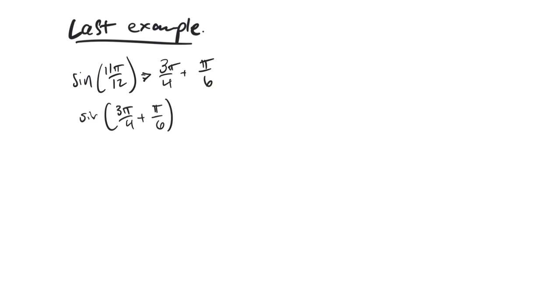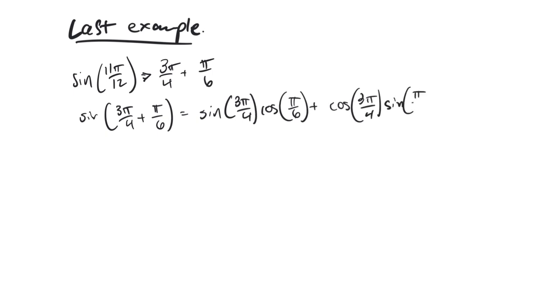Okay, and that I'm going to rewrite using my sum identity for the sine. So sine of the first angle times cosine of the second plus cosine of the first angle, remember we're going to mix it up, times sine of the second. Now the only thing that gets mixed up are the sines and cosines. You notice we have first angle, second angle, first angle, second angle. Okay, I like to write it in order.